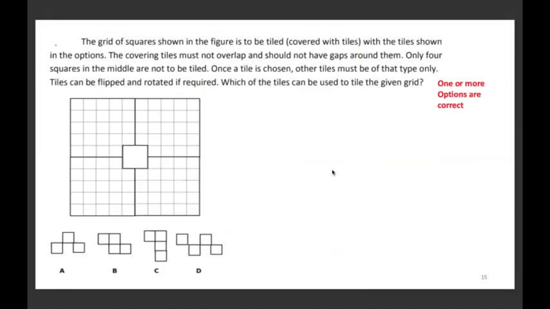The grid of squares shown in the figure is to be tiled with the tiles shown in the options. The covering tiles must not overlap and should not have gaps around them. Only 4 squares in the middle are not to be tiled. Once a tile is chosen, other tiles must be of that type only, and tiles can be flipped or rotated if required. Which of the tiles can be used to tile the given grid? One or more options are possible. We do not have to tile the middle; the square in the middle does not need to be tiled. Everything else should be tiled, with no overlap and no gaps.